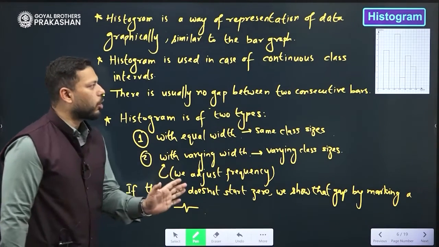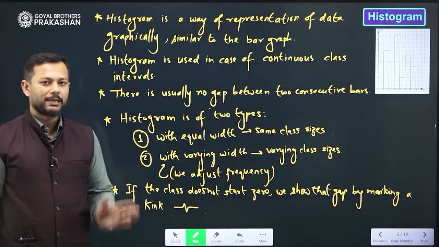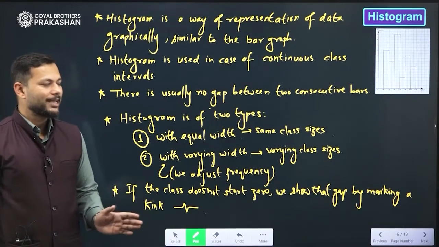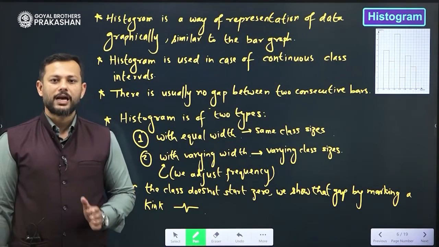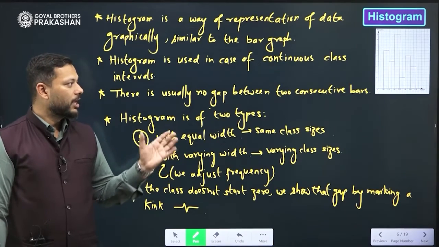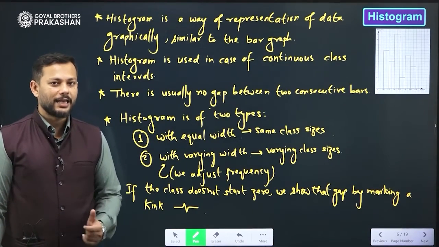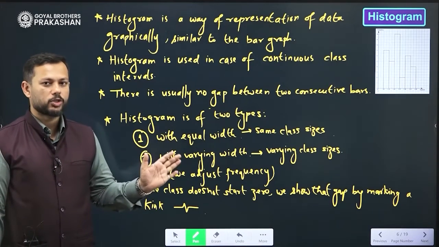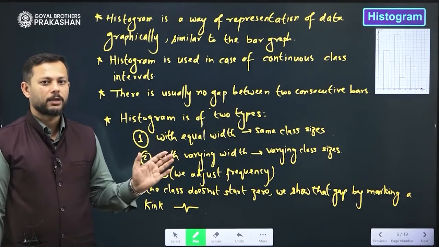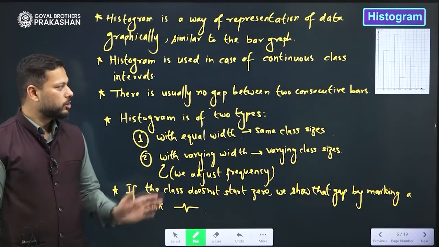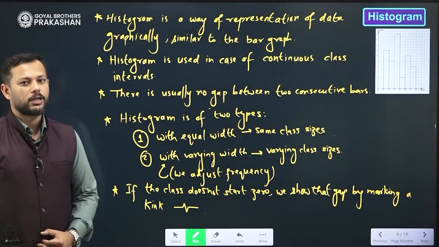So this is what it is all about the histogram. It is similar to the bar graph, but the change is that we use it for continuous class intervals. The width of the histogram depends upon the class size, and the height of that histogram's rectangular bar depends upon the frequency itself. So this is what the histogram looks like. I note it down for your reference.